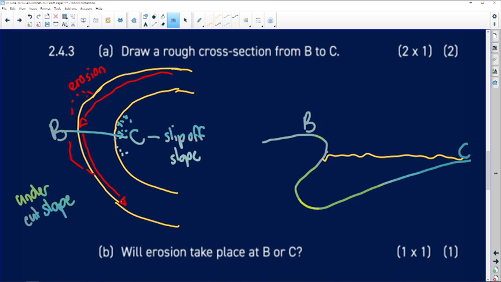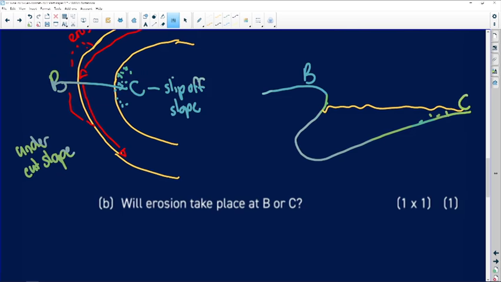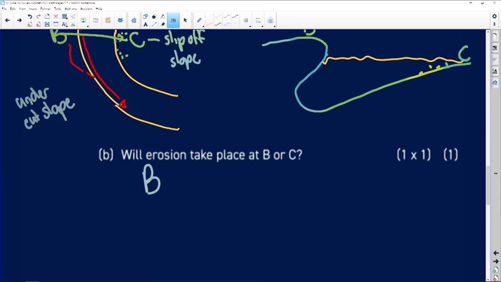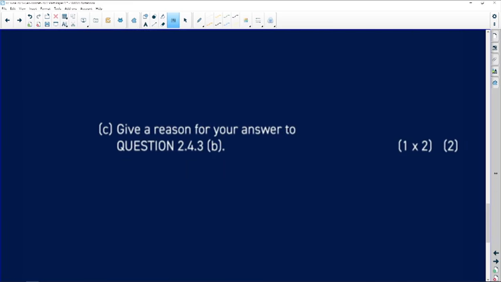Just imagine you and your mate are standing opposite each other across a river channel. If you had to jump in at B, it's going to be really deep, whereas at C it's going to be shallow because deposition is taking place on the inside bend. Now, if you look at the next question, where will erosion take place, at B or C? The correct answer will be B. Give a reason for your answer to question 2.4.3. River flows faster.